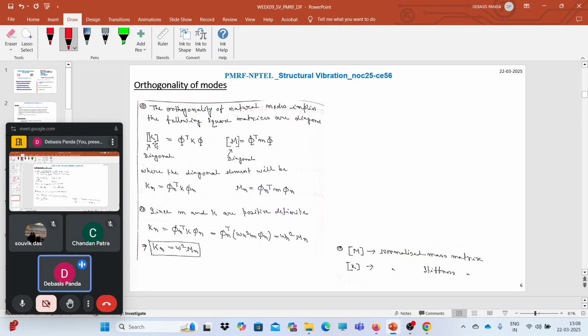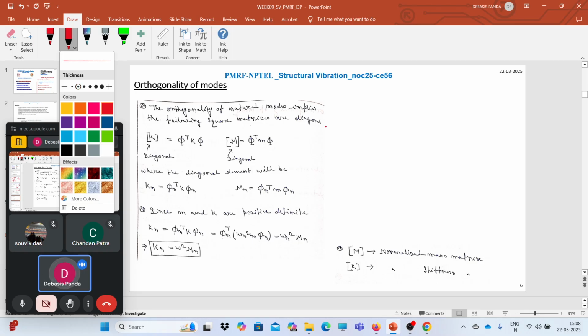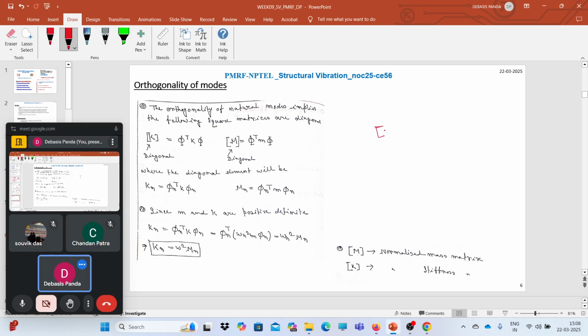What I said, like k is equal to phi transpose k phi and m is equal to phi transpose m phi. So ultimately, what will become the mass matrix when we normalize with the mode shapes, or the mode normalized mass matrix? First thing we will look for is the modal mass. This is nothing but phi transpose m phi, and it will be a diagonal matrix.